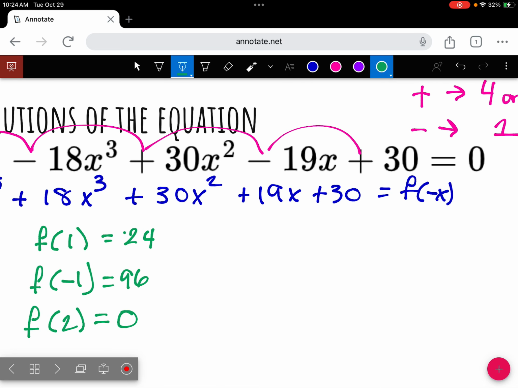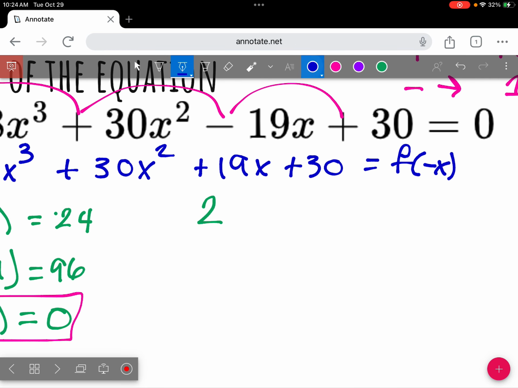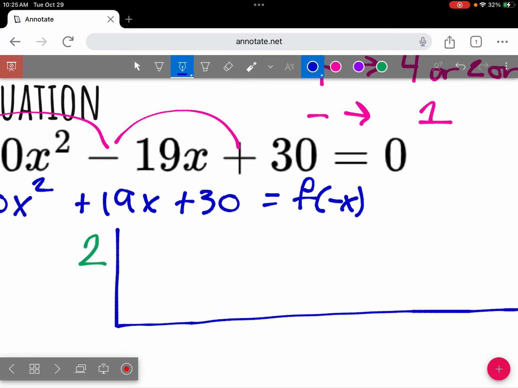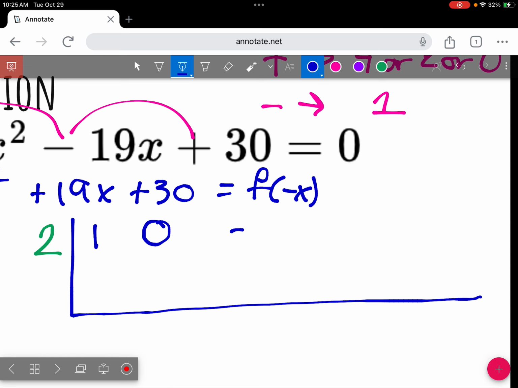So let's do that. We're going to take that factor of 2, because we know this guy's a root, and we're going to divide it out of our polynomial. What are our coefficients going across our synthetic division here? We've got x to the 4th, we can't skip it. So our x to the 5th, we had 1. I have no x to the 4th, so there's a 0 in there. Then -18, 30, -19, 30. If you don't have that 0, something's going to go wrong. You would have ended up with a remainder, and then we would have had a problem.